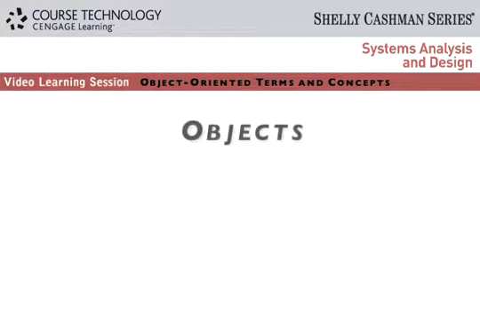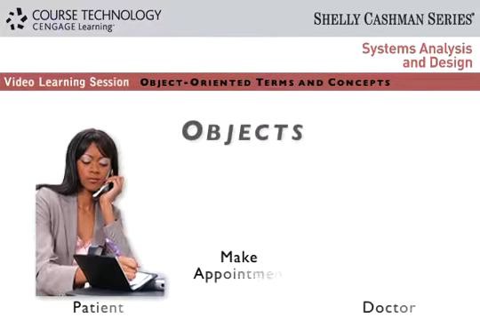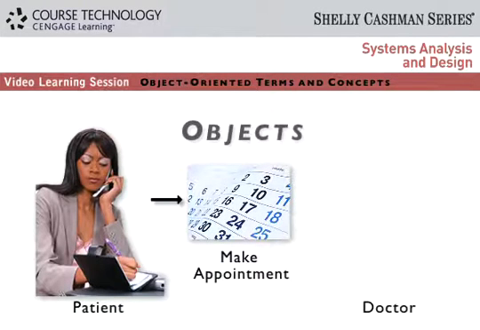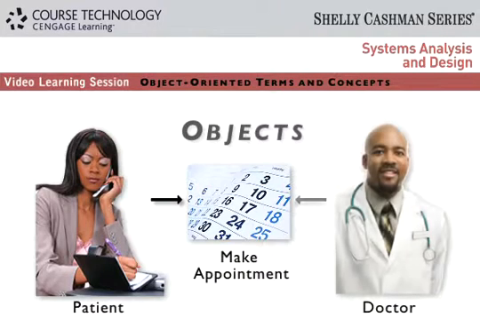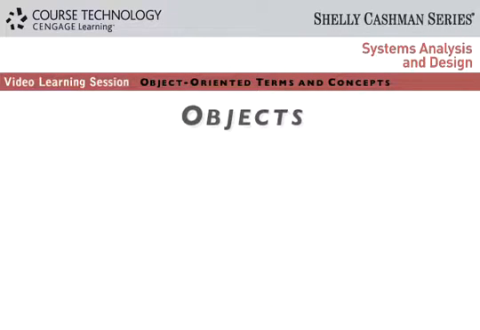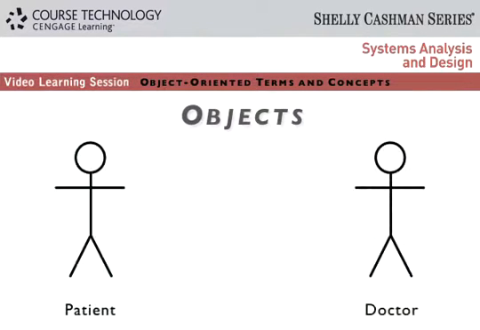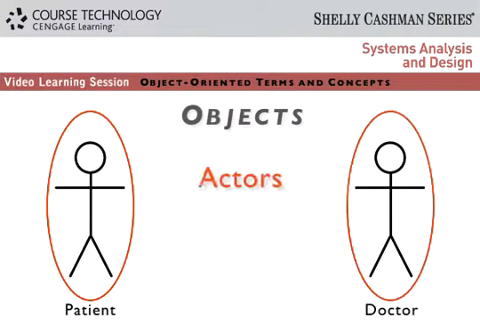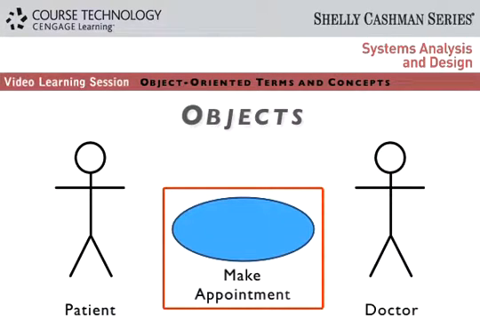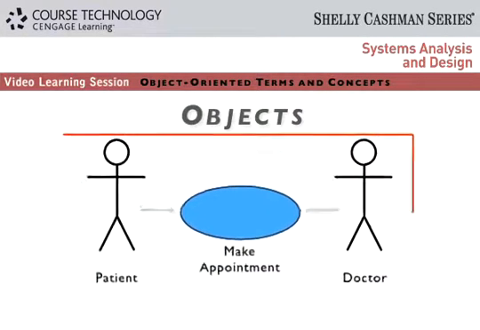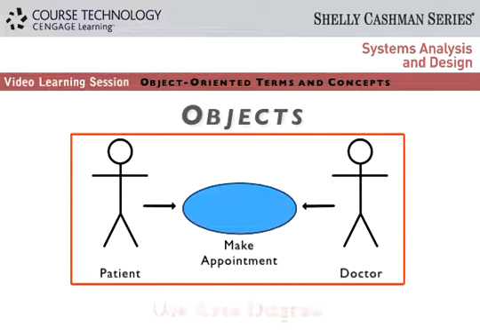Here are some examples of objects. When a patient makes a medical appointment, the patient is an object, the doctor is an object, and the appointment itself is an object. Now let's use UML symbols. The stick figures are entities called actors. The oval that contains the action is called a use case. And the overall diagram is called a use case diagram.